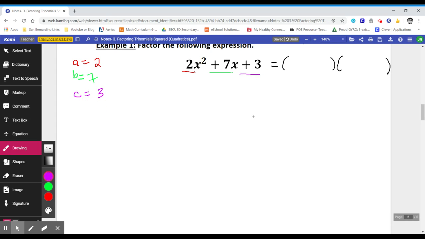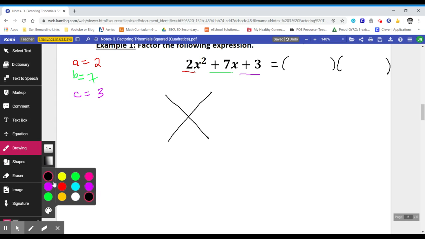All we have to do is follow the steps to figure out what factors I need. So the next step says, okay, we need to draw a big X. So I'm going to put a big X, nice and big. On top of the X, I need to multiply A by C. So here is going to be the A, whatever that number is, multiplied by the number C, whatever that number is. Every single time, same thing. On the bottom, I'm going to leave the number B by itself.